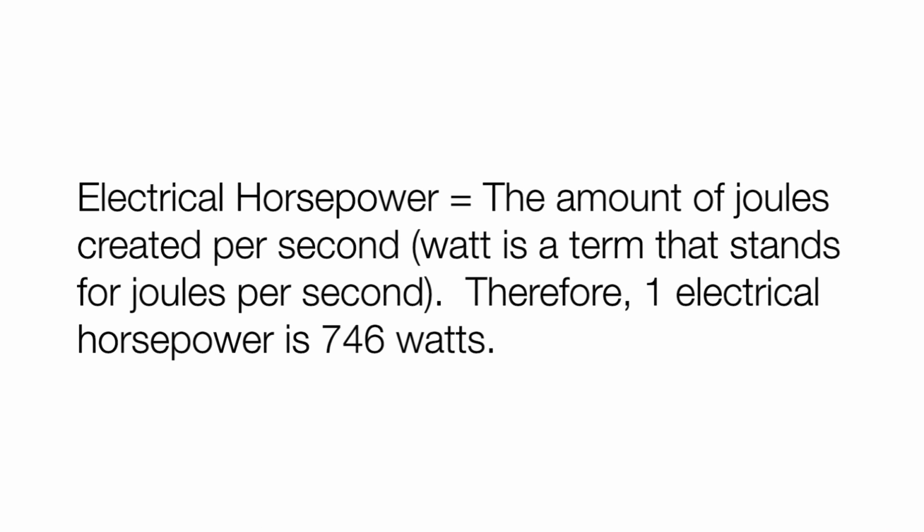First, electrical horsepower refers to an amount of joules created per second. Instead of saying joules per second, however, we can simply say watt or watts. 1 electrical horsepower is 746 watts, or joules expended per second.